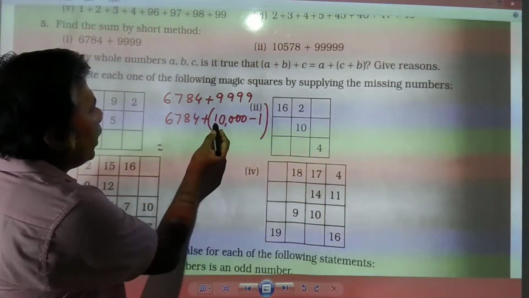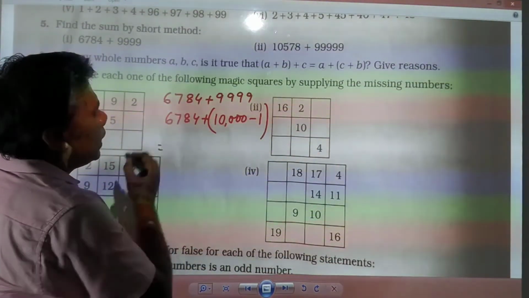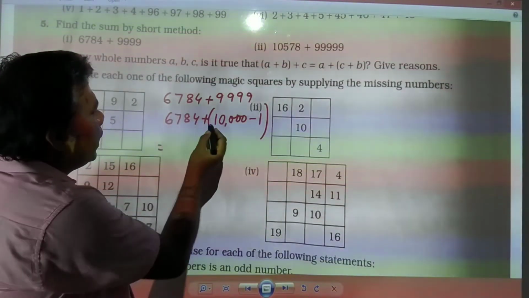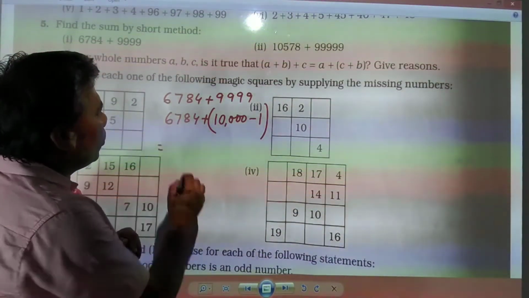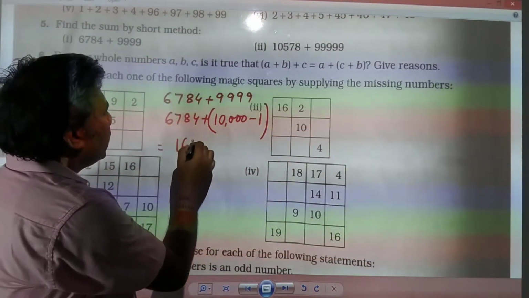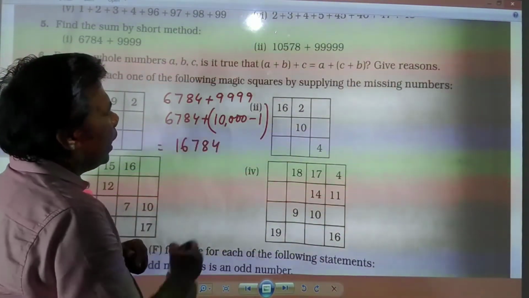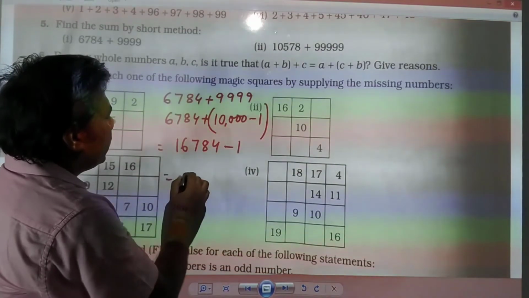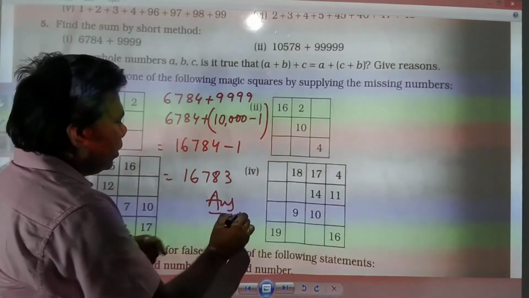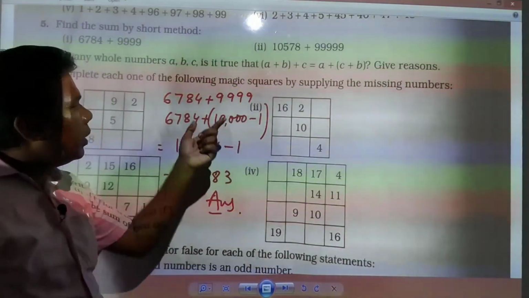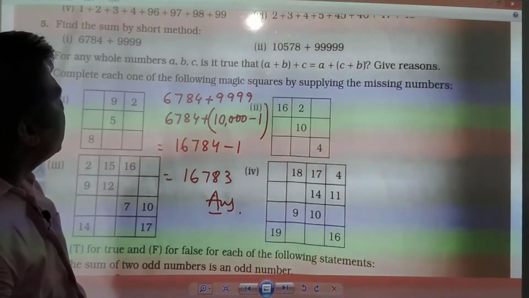Now here you have 10,000 and here you have 6,784. 10,000 and 6,784 will be 16,784, and then minus 1, it means 16,783, and this will be your answer. So by shortcut method, by this way, this is required to be solved.